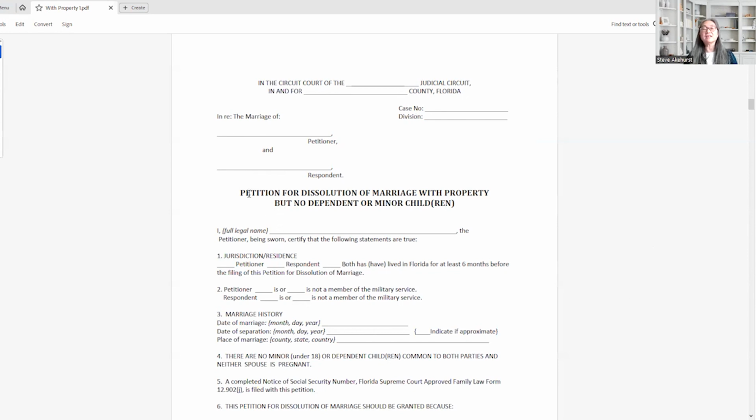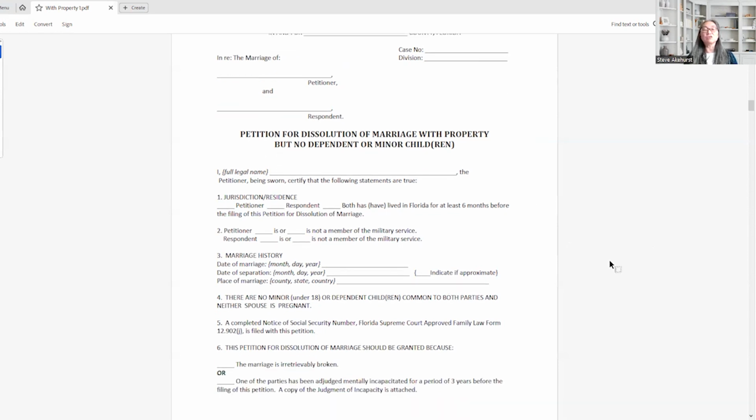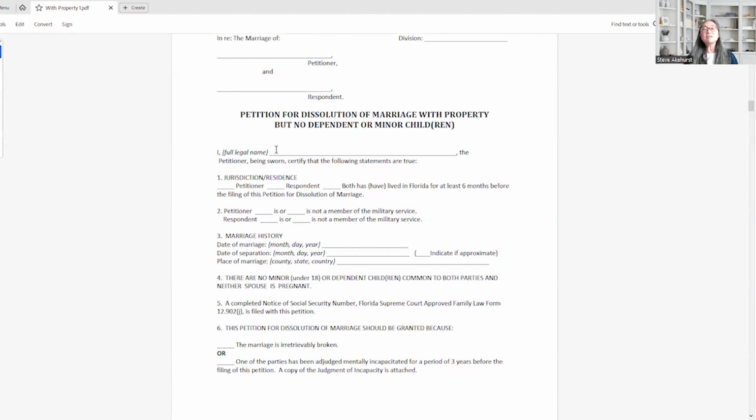And as suggested, this includes dissolution of marriage. So you as the petitioner have to write your full name, and we'll go over each section. So 1 deals with the jurisdiction. And as we mentioned, you have to be a resident of the state of Florida for at least 6 months before you can file for divorce. And it doesn't have to be just you and your spouse, or your spouse only. So you have to check whichever one applies.